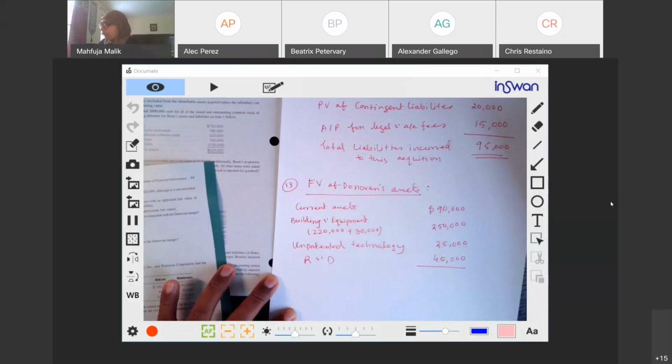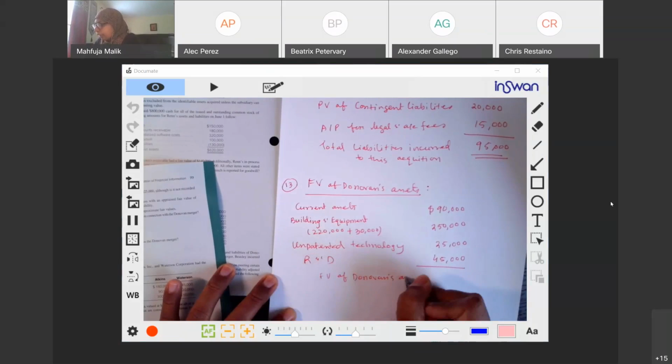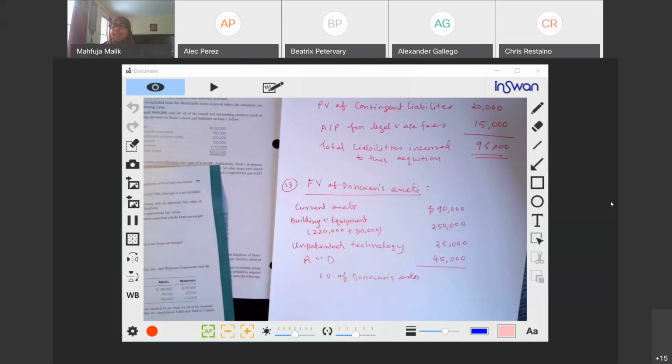Can anyone add this and tell me what is the fair value of Donovan's assets? Just add these 4 assets. You looked at the book and then you looked at the bullet points, and thank you, Mike, and someone else also did it. Their fair value of total assets, Brian, Jasmine, Tony, Anthony, great, 410.